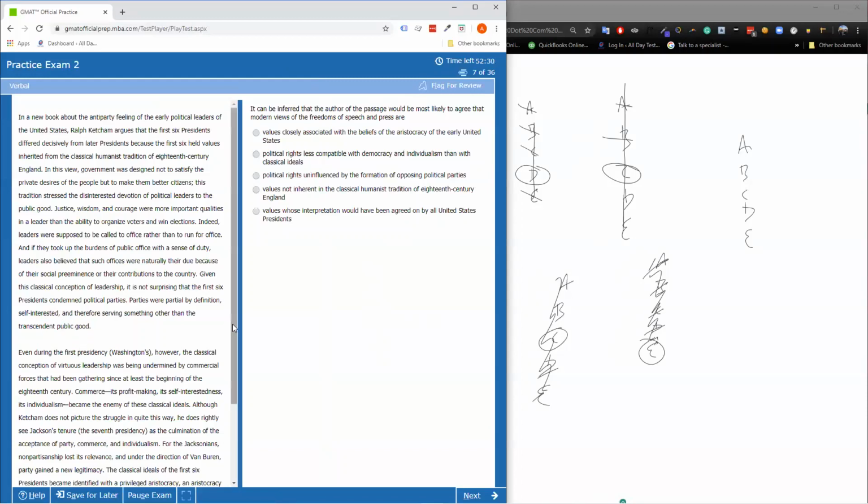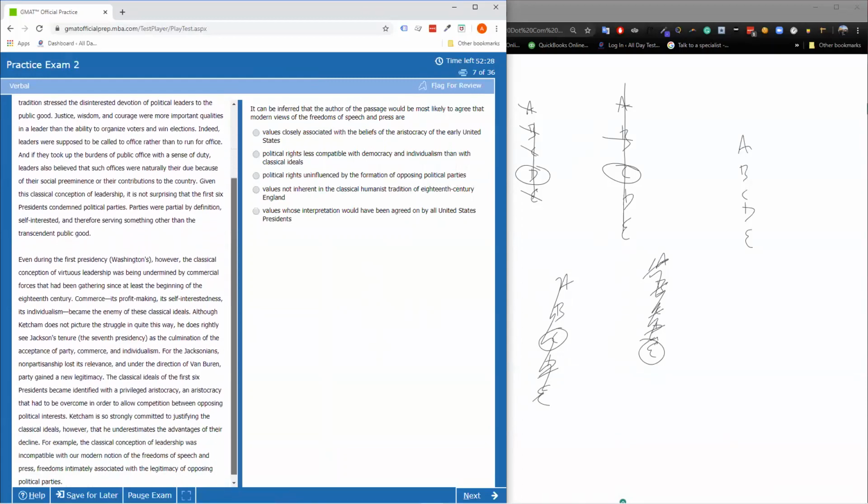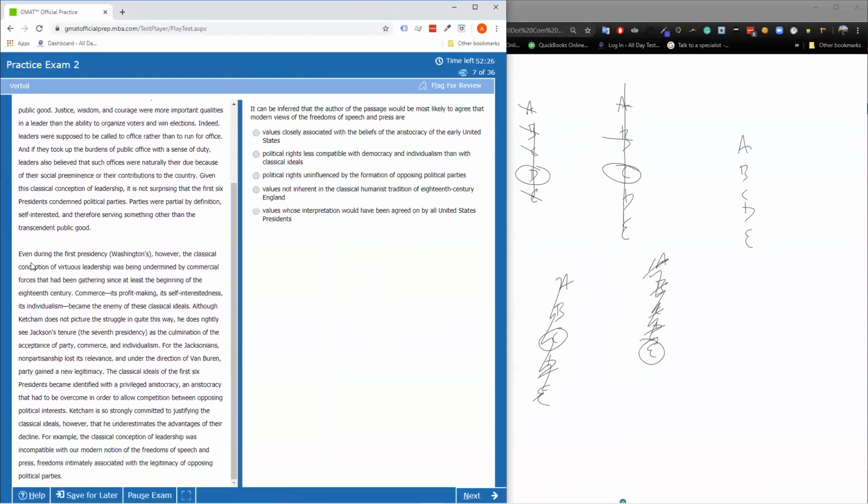Okay, so the first 6 presidents were selfless, public-facing people. Even during the first presidency, Washington's, however, the classical conception of virtuous leadership was being undermined by commercial forces that had been gathering since at least the beginning of the 18th century. Commerce, its profit-making, its self-interestedness, its individualism became the enemy of these classical ideals.